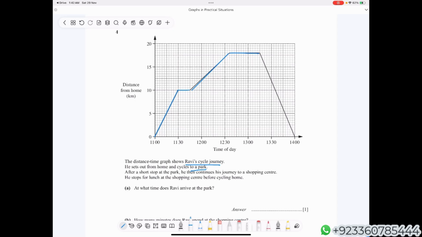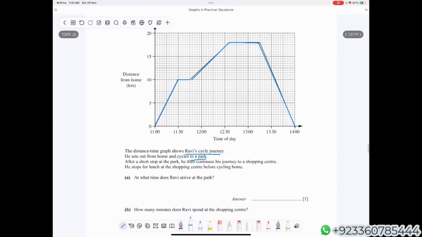He stops for lunch at the shopping center before cycling home. So this line shows his journey back home. At what time does Ravi arrive at the park? So this is when he arrives at the park, and the time is 11:30.